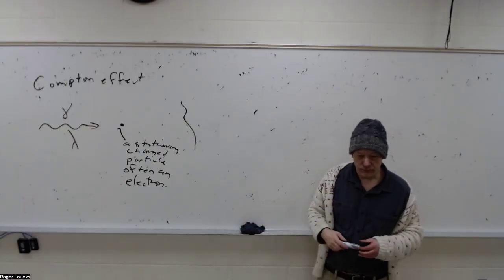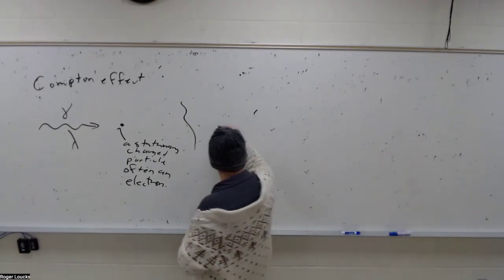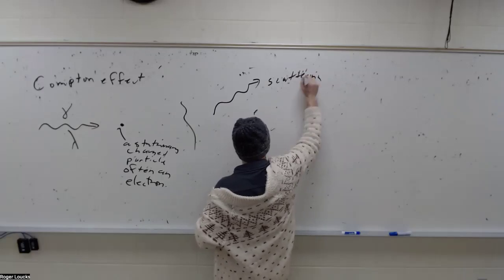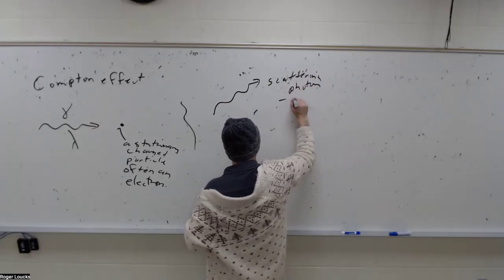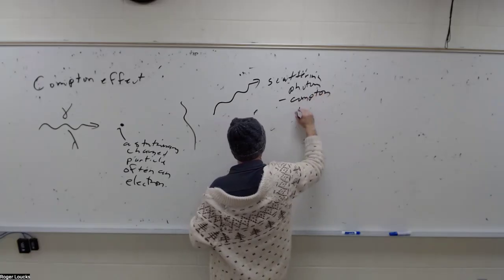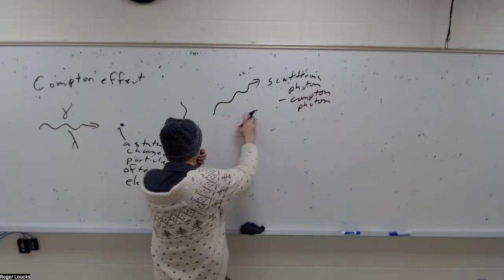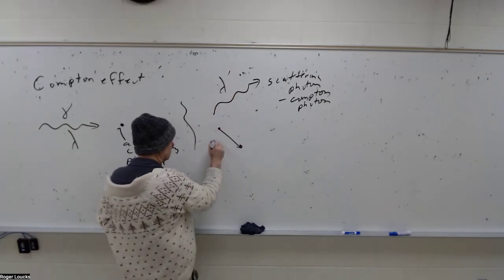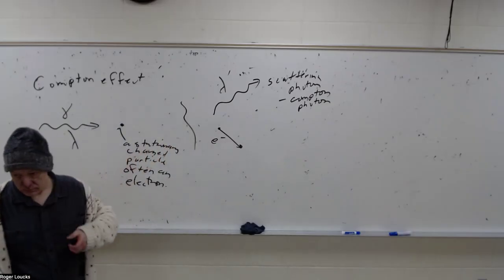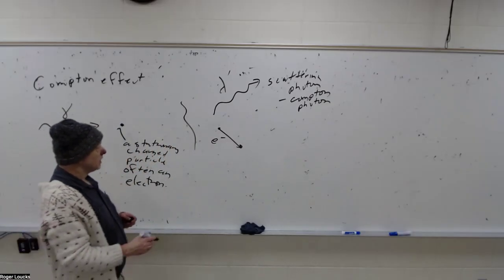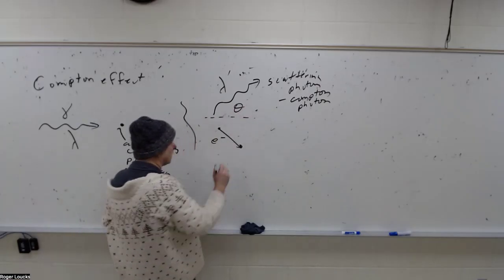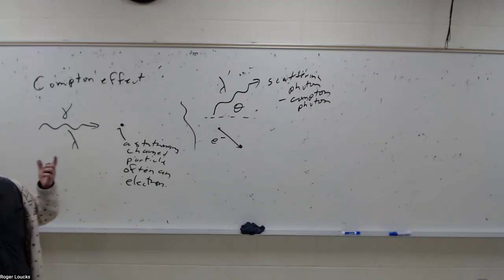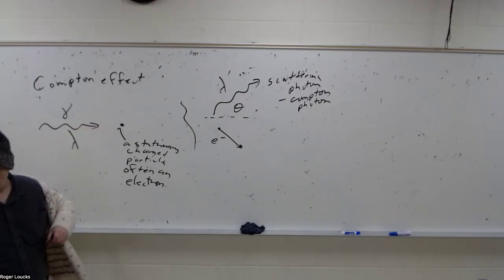What do we say that's going to do? It's going to scatter. So the photon goes like this. This is a scattered photon, your Compton photon. It has some wavelength here, lambda prime, and then the electron, which you normally don't worry about, goes off that way. And this angle here is theta, because you normally measure the photons. So this is the Compton effect: a scattering of photons off charged particles.